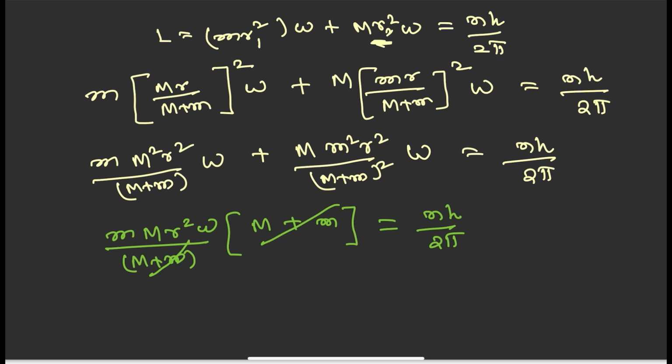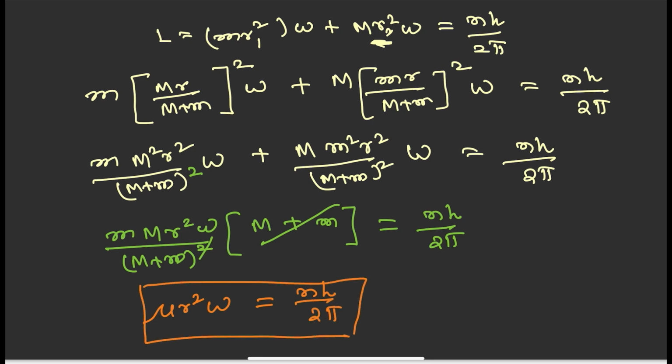Finally we get mu r square omega equal to nh by 2 pi. What is mu? Mu is the reduced mass. What is the reduced mass? Small m into capital M by small m plus capital M is the reduced mass. So mu r square omega is equal to nh by 2 pi.